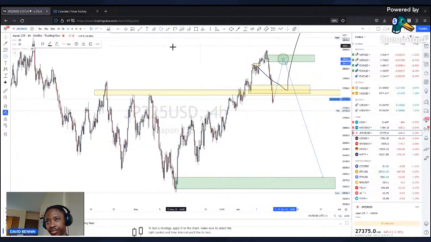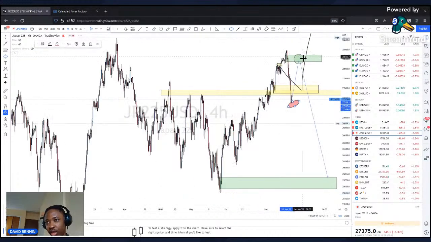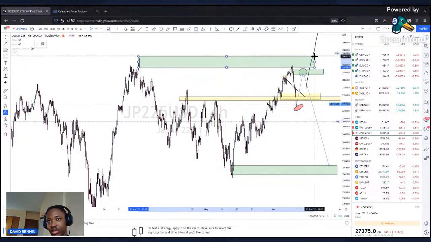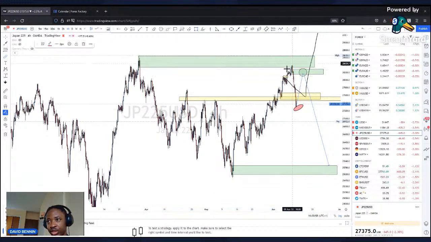But for now, we could stop anywhere around here and break the high and continue pushing up. But that might not happen because we've tested this liquid level here. We've tapped into this liquid level.